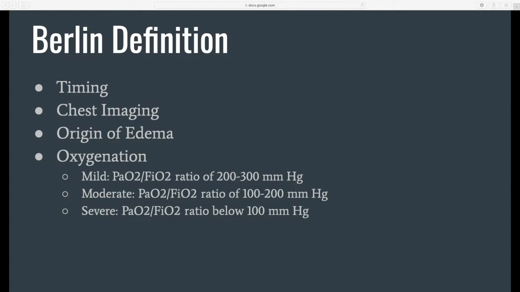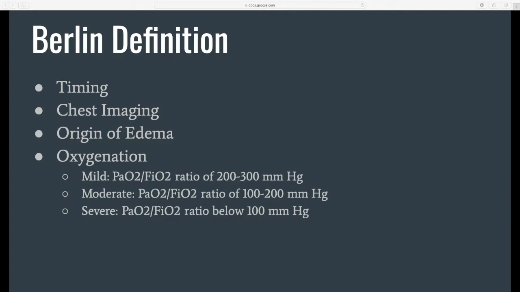PF ratio of 200 to 300 is mild. The moderate is between 100 and 200, and severe below 100. The mortality associated with them for mild is 27%, 32% for moderate, 45% for severe.